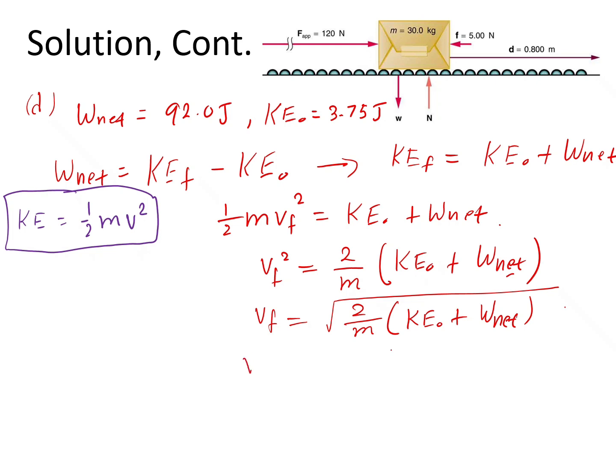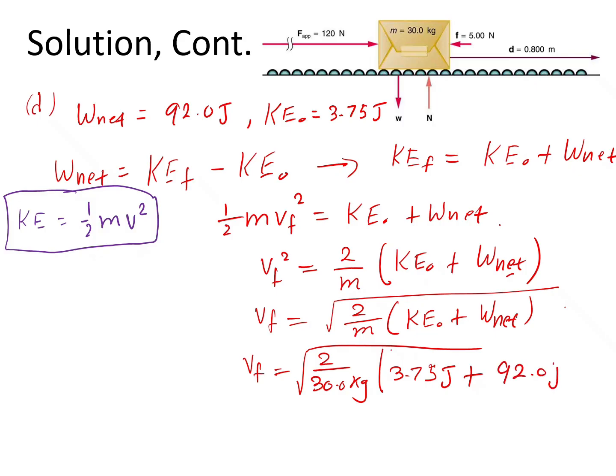And we can substitute the values here. So we get v final equals the square root of 2 divided by 30 kilograms times the initial kinetic energy, 3.75 joules, plus the net work, 92 joules. And this equals 2.53 meters per second.